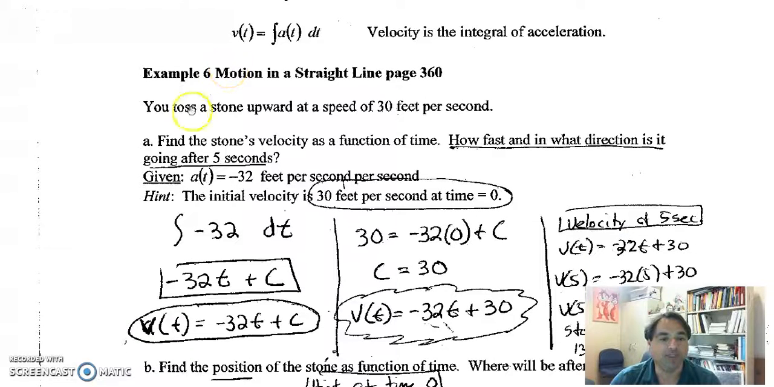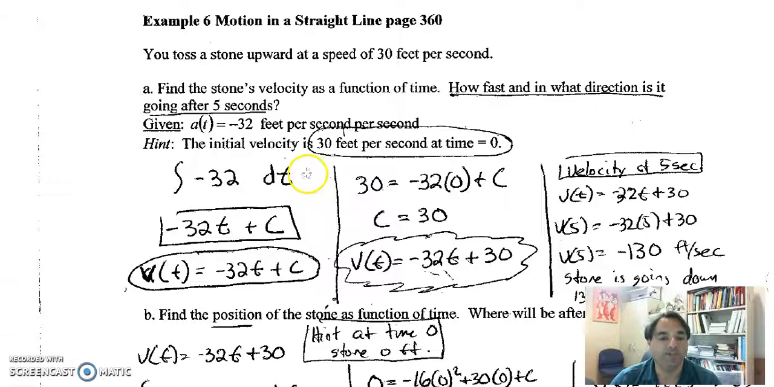So in this problem, you toss a stone at an upward speed of 30 feet per second. Find the stone's velocity as a function of time, then find out how fast and what direction it's going after 5 seconds, given that the acceleration is negative 32 feet per second squared. They also give you a hint that the initial velocity is 30 feet per second when time is 0. So we start with acceleration and we're working backwards to find velocity.